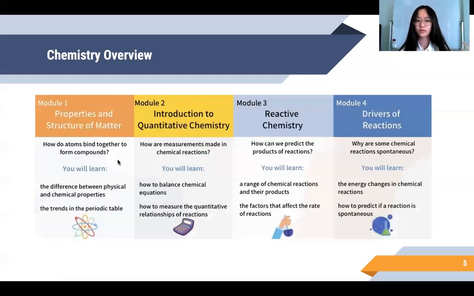Okay, so going through the actual contents, in Year 11, you have to cover 4 modules in 3 terms. Module 1, Properties and Structure of Matter. Module 2, Introduction into Quantitative Chemistry.